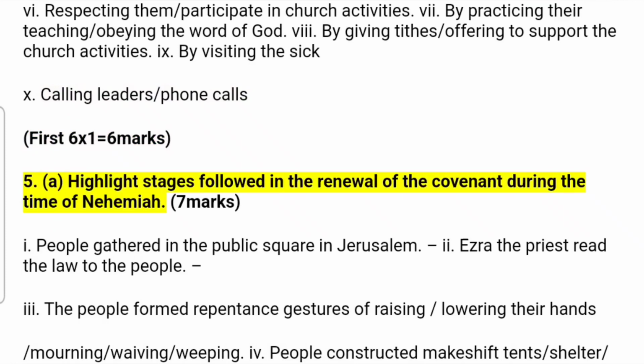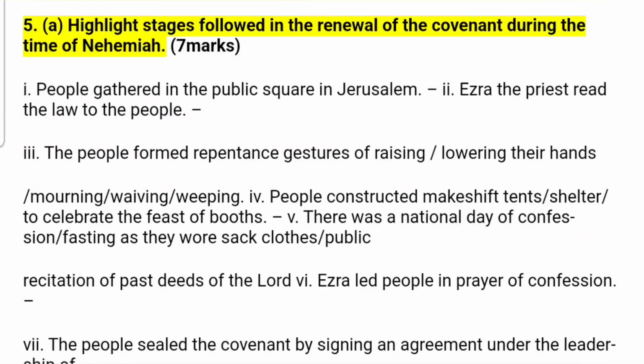5. A. Highlight the stages followed in the renewal of the covenant during the time of Nehemiah. 7 marks. 1. People gathered in the public square in Jerusalem. 2. Ezra the priest read the law to the people. 3. The people formed repentance gestures of raising and lowering their hands, mourning, waving, weeping.